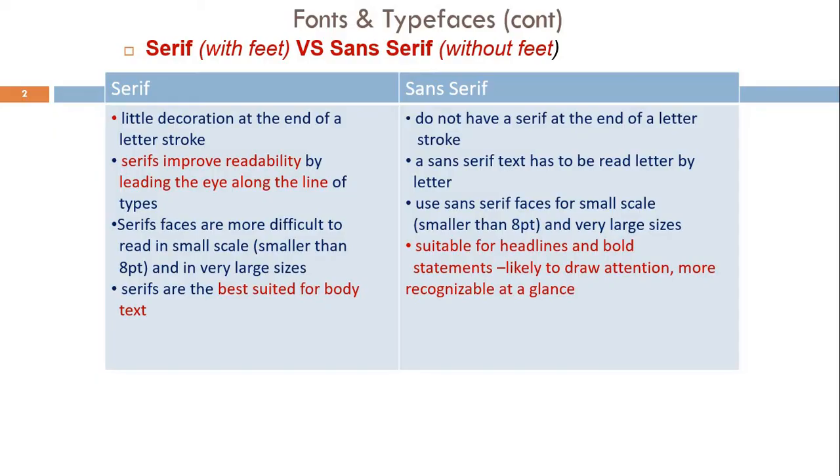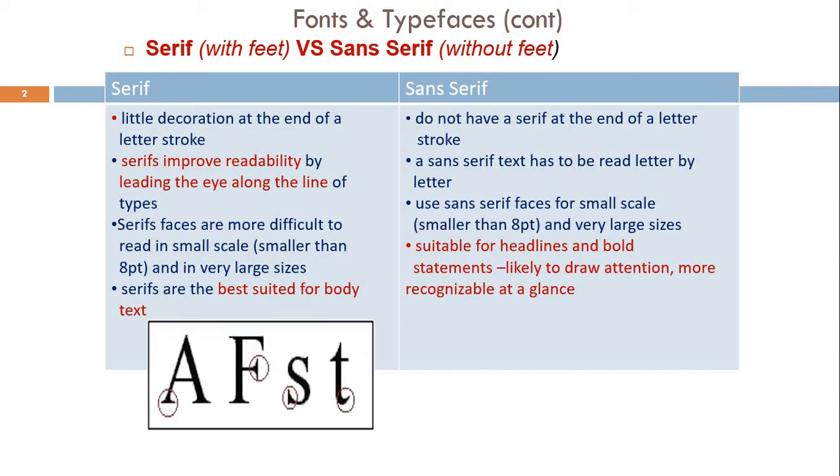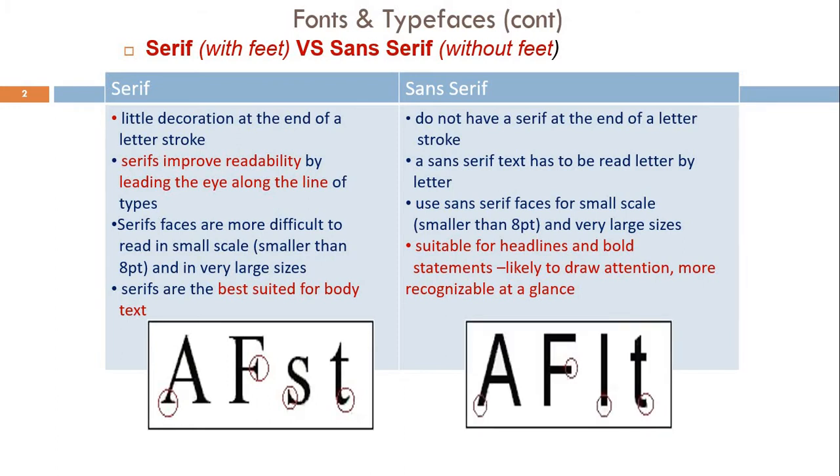Designers have thousands of typefaces to choose from, and step 1 is choosing between fonts that have serifs and fonts that don't. Typefaces have two categories: serif and sans serif. This slide shows the differences between serif and sans serif. First is about the decoration. Serif has little decoration at the end of the stroke, but sans serif doesn't. Then serif improves the readability by leading the eye along the line of type, while sans serif has to be read letter by letter.